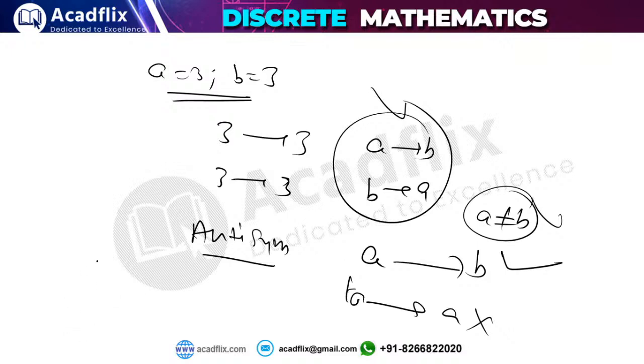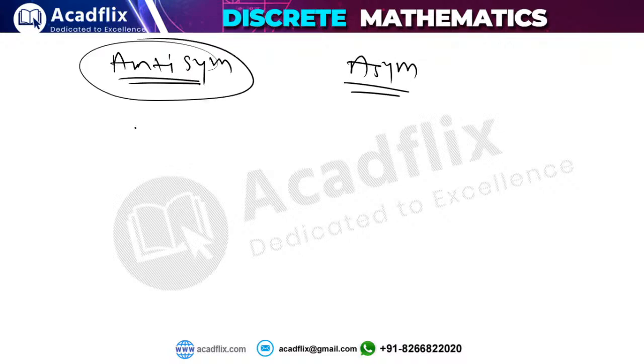Anyway, someone was asking about antisymmetric and asymmetric. Let me quickly cover this. Asymmetric, antisymmetric. In antisymmetric, we are saying that between different elements there should be no symmetry. In antisymmetry, basically what we are saying is that if two different elements are there, then there should be no symmetry.